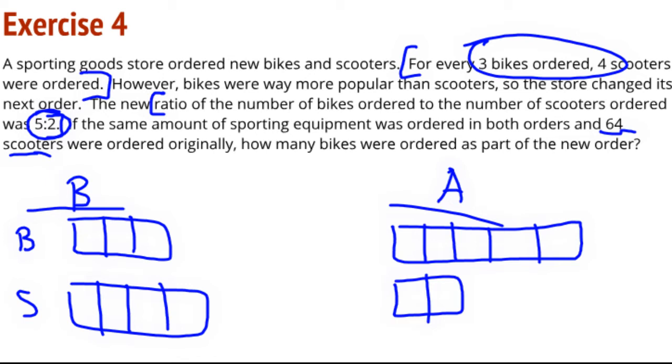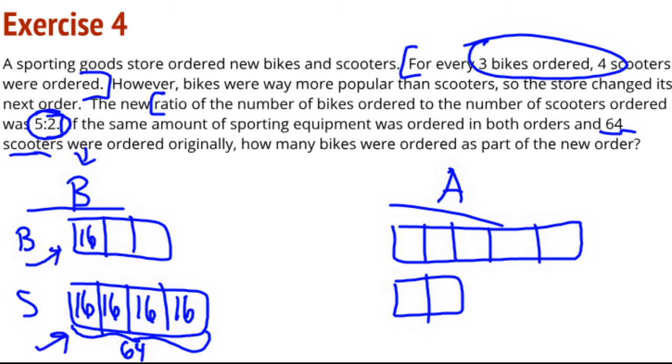Now it says 64 scooters were originally ordered. So in the first order, in the before order, it was 64 scooters. And right about now, my brain's screaming at me, hey, that's 64 divided by 4, and I would find out that each of the units is 16. And if each of these units is 16, that means each of these units is 16.